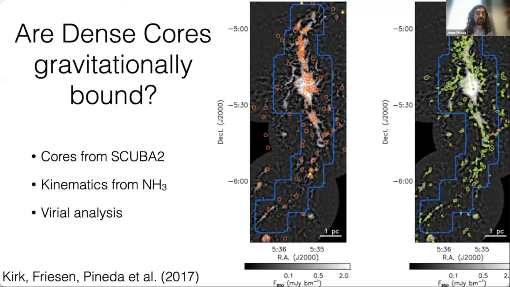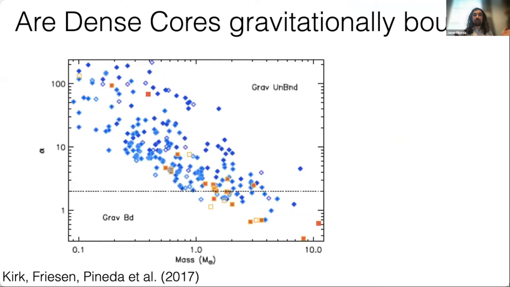So in this case, what Helen did is she just put everything together and calculated the virial parameter. That's alpha. Alpha is the virial parameter. If it's below 2, it's bound by gravity. If it is above 2, it's basically not bound by gravity, and something else has to keep it bound, or it's unbound. And you can see that for all the cores in this region, they're mostly unbound. And in particular, the orange symbols, those are from protostellar cores. That means that they did form something. They were bound at some point. So this was a bit perplexing. How can we have such a large fraction of the cores that we observe be unbound?